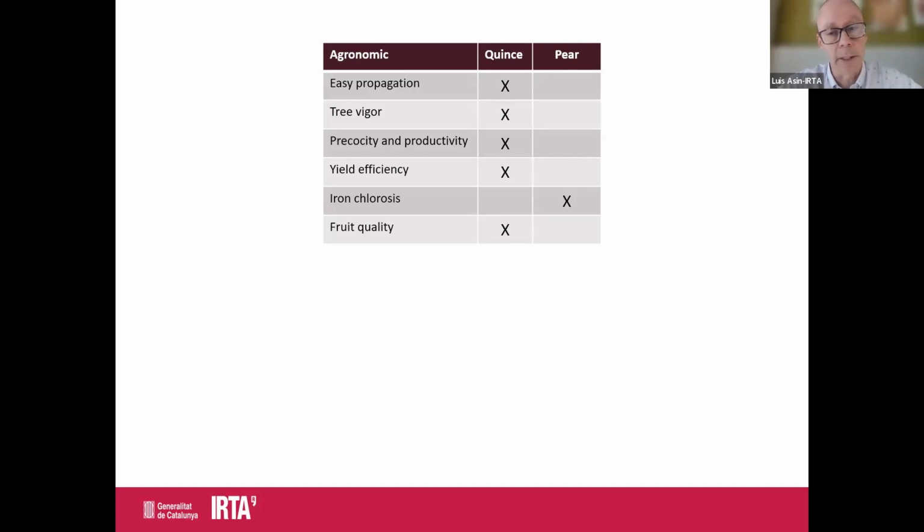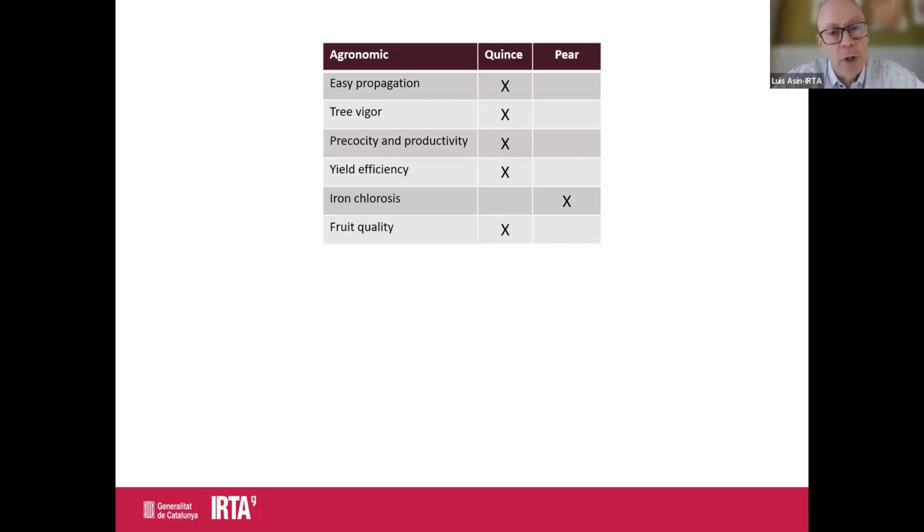Iron chlorosis, in this case, Pear is more tolerant in comparison with quince. In some cases, we can grow Pear onto Pear without iron application in the soil. But in the case of quince, usually it's quite impossible. It depends on the soils.